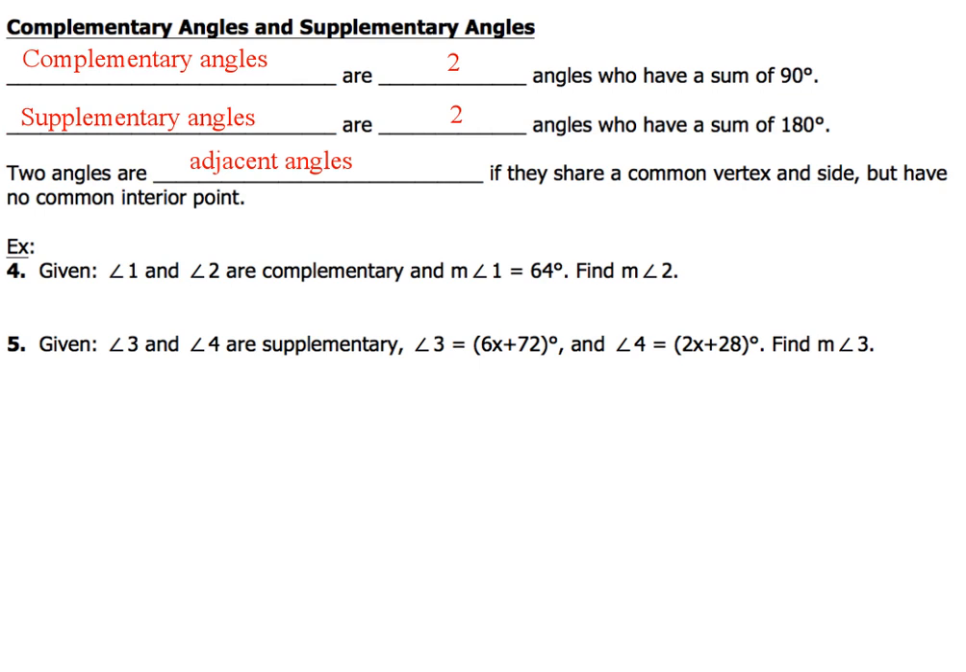Now, two angles are adjacent angles if they share a common vertex but have no common interior point. Let's take a look at examples 4 and 5. First, example 4. Given angle 1 and angle 2 are complementary and the measure of angle 1 equals 64 degrees, find the measure of angle 2.